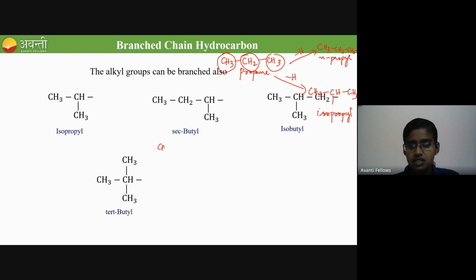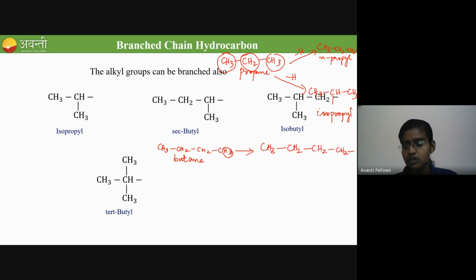C4H10, right? CH3, CH2, CH2, and CH3. So this is butane. The first compound will be formed by removing the terminal hydrogen. You remove one of these hydrogens. So what you will get is CH3, CH2, CH2, CH2, and one bond. This is called N-butyl.